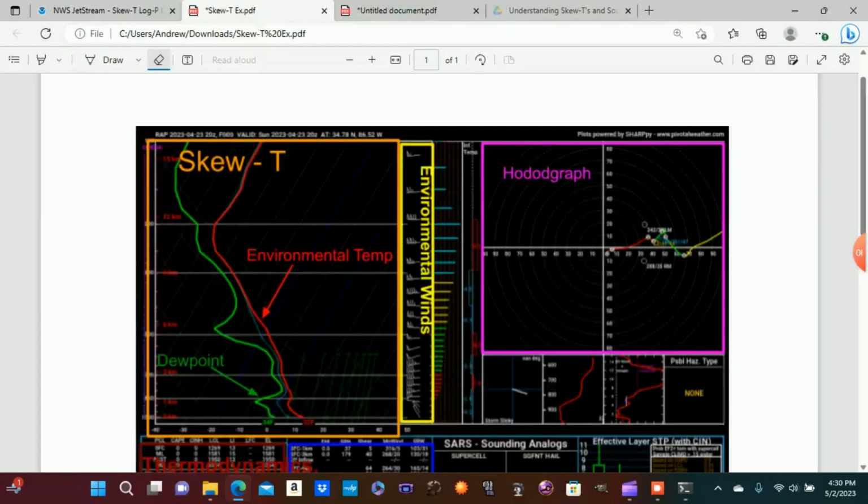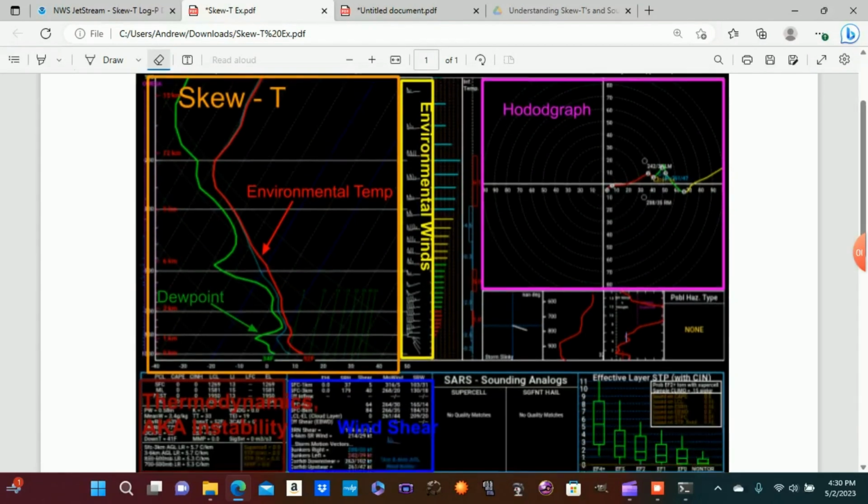On the right here, this is your wind staff. These are your environmental winds in this yellow box as you go up with height. And then to the right of that is the pink box. This is where your hodograph is. The hodograph is a graphical way of visualizing the change in wind speed and direction with height, also known as our wind shear. We'll take a look more into this in another example coming up.